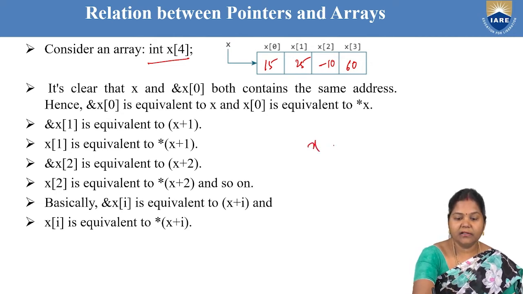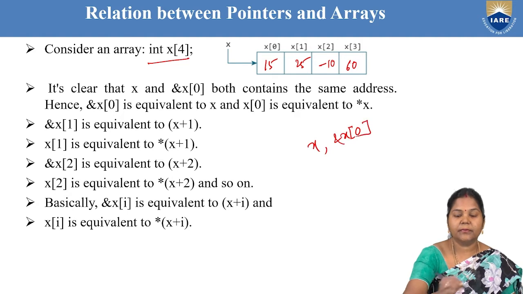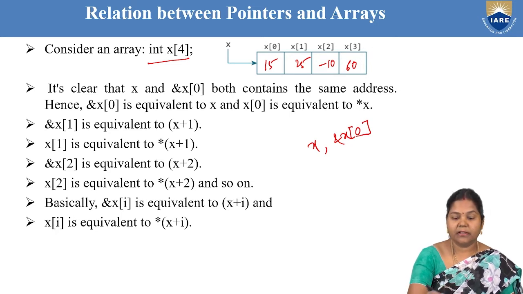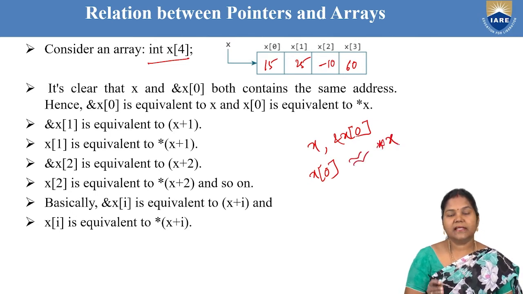Similarly, what is the address of x[0]? The starting address and the address of the 0th element in the array are both the same, which refers to the same address. So the address of x[0] is equivalent to x, and if you want to write it with a pointer, x[0] is equivalent to *x also. So the same array name can be used interchangeably as a pointer and also as an array.